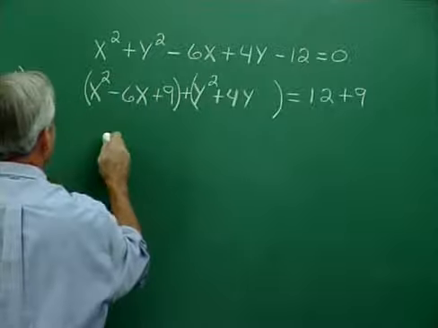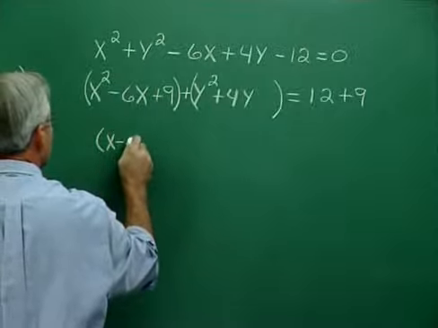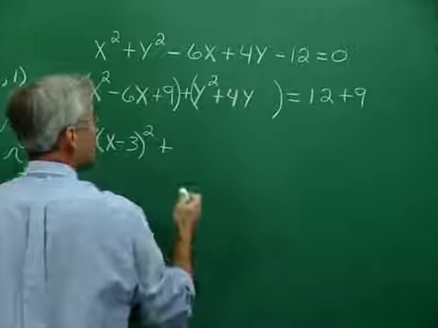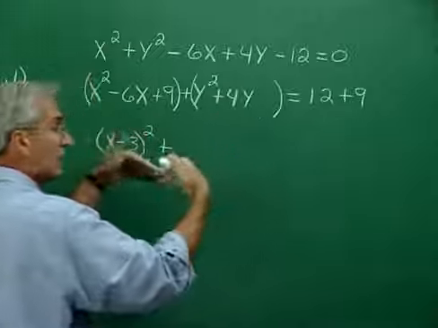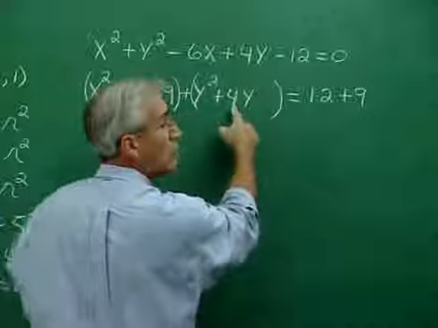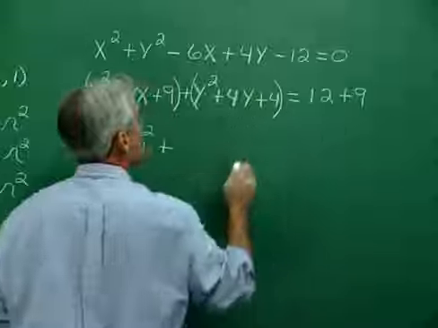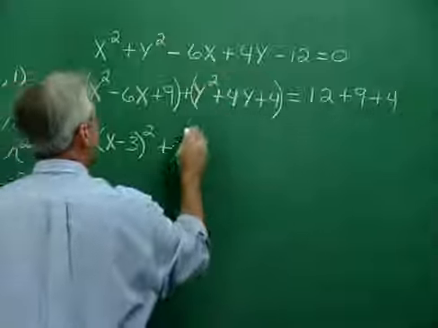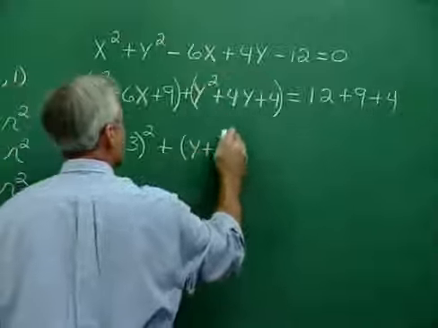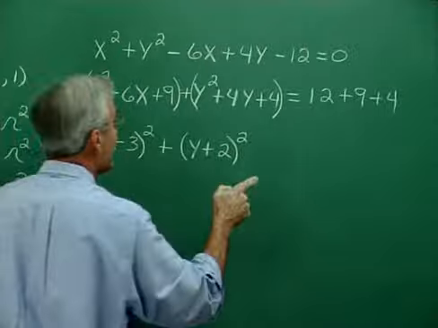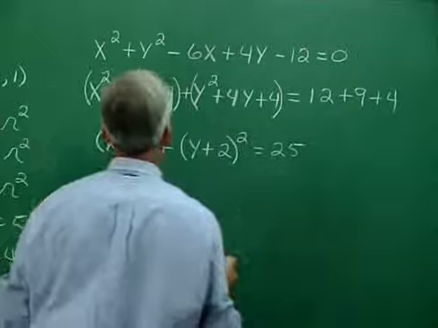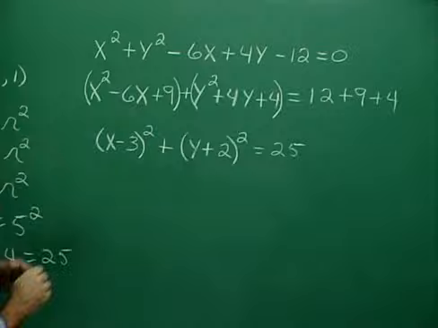But factoring here, we get x minus 3 squared. And then over here, we'll do the same kind of thing. We'll complete the square. We're completing the trinomial square. Half of 4 is 2. 2 squared is 4. Add 4 here. To maintain the balance, we add 4 on the other side. And now factoring, we get y plus 2 squared. And on the right, we get 25 as expected.